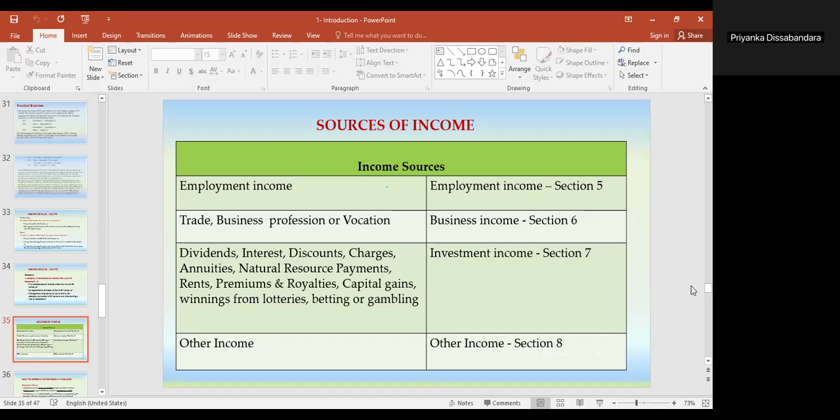If we have any secret recipe or something, then we can receive royalty. And sometimes we purchase a lottery. If we won a lottery, then we will have lottery winnings.